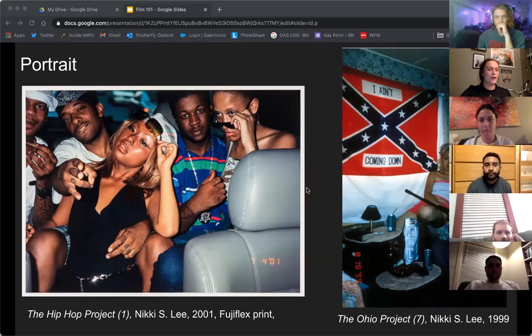But I wanted to throw a curveball in here, which is Nikki S. Lee. But portraits are essentially just photos of people. I also mentioned candid photography, which is also essentially portraits of people that aren't set up and that are just taken offhandedly, which is considered a candid photo, but we're not going to get super into that.